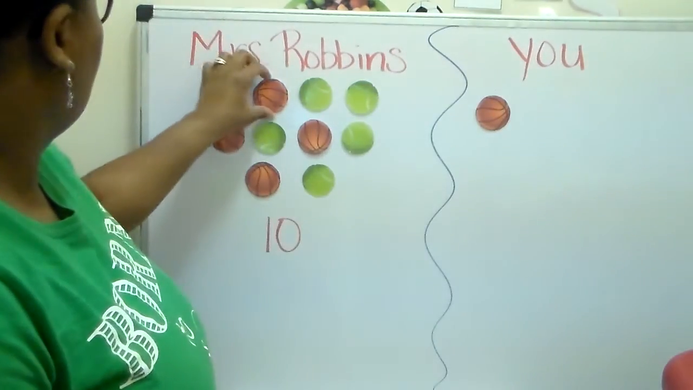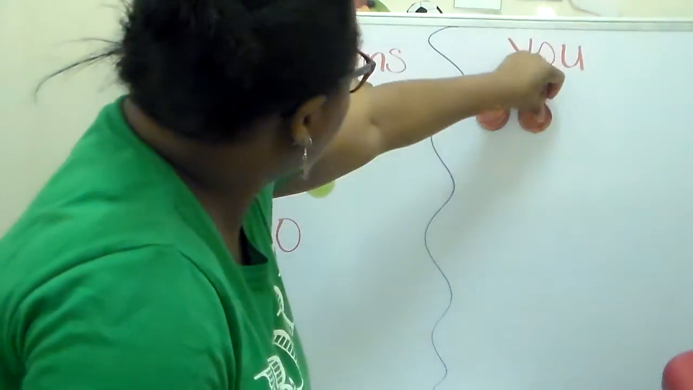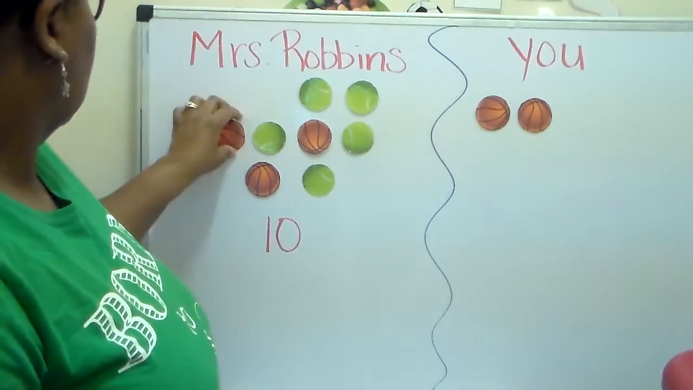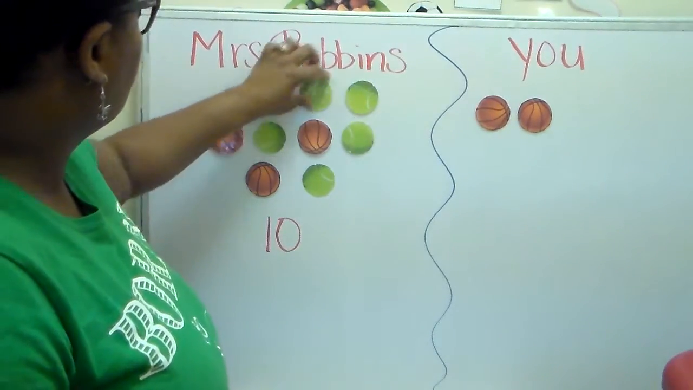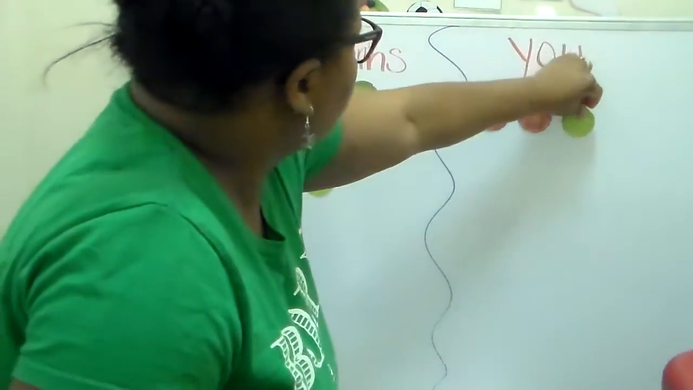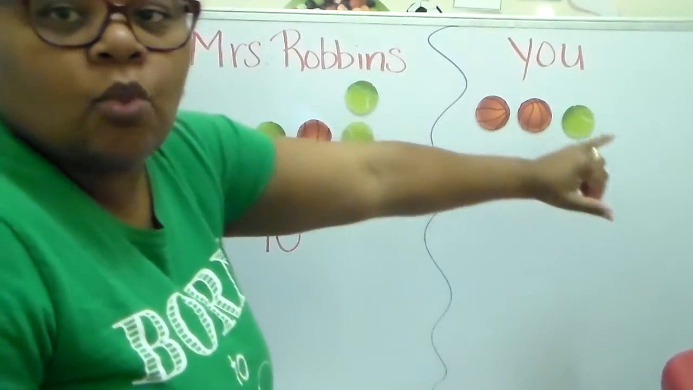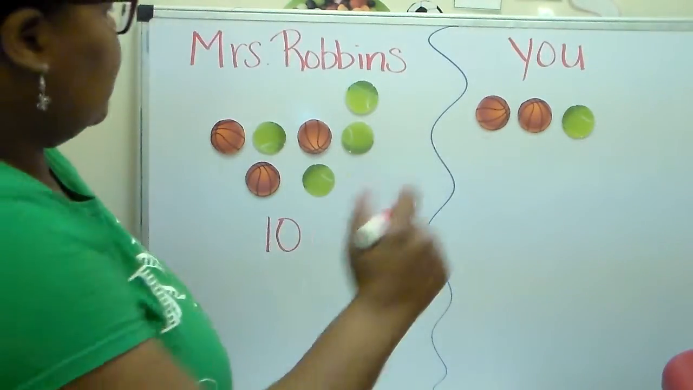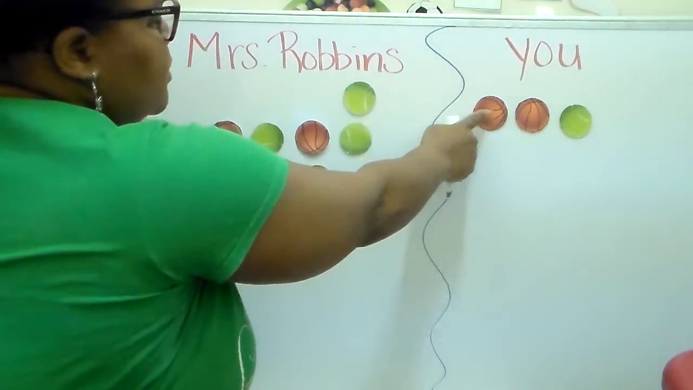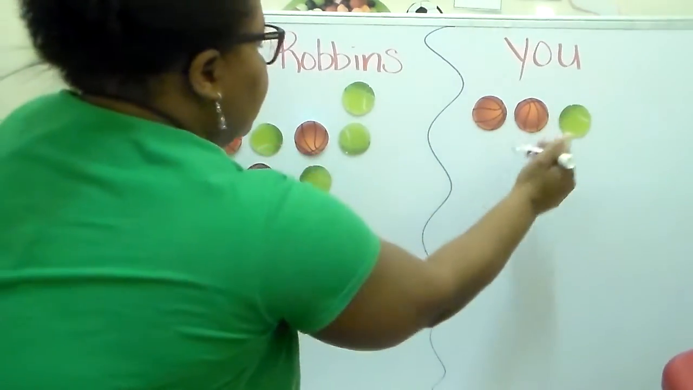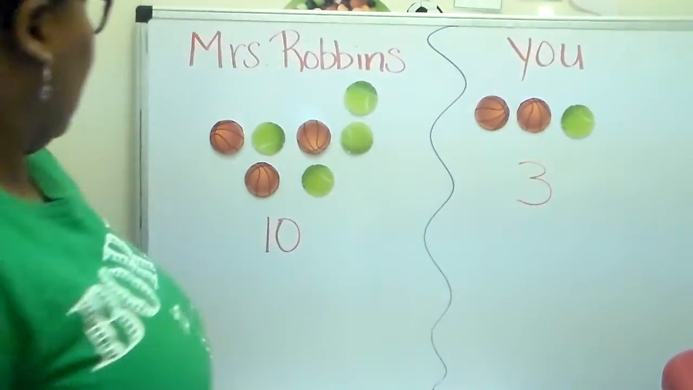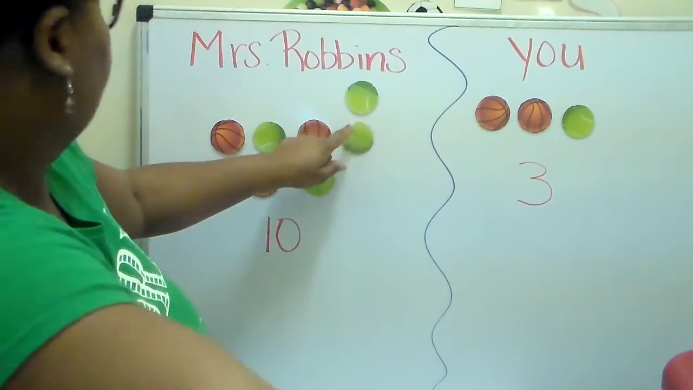I want to give you 1 basketball, 2 basketballs, and 1 tennis ball. So I'm going to give you 2 basketballs and 1 tennis ball. So I gave you how many? 1, 2, 3. And how many does that leave Miss Robbins with?